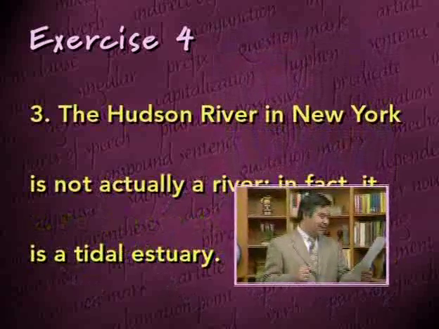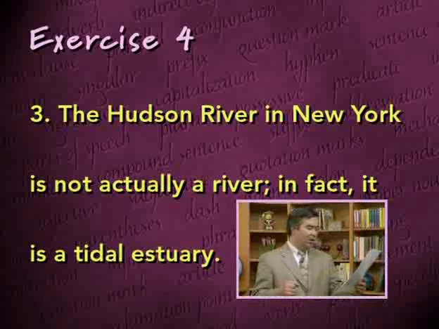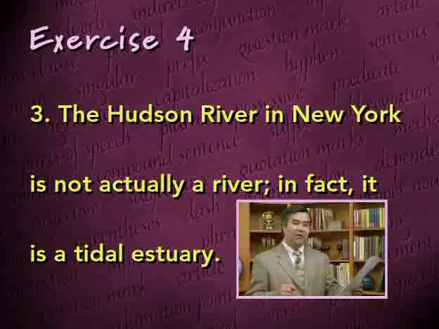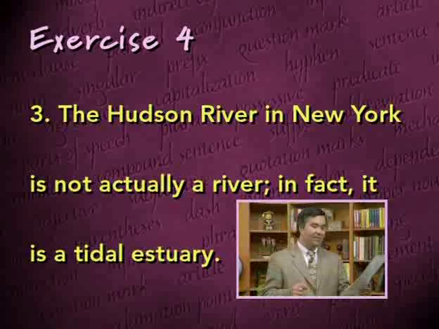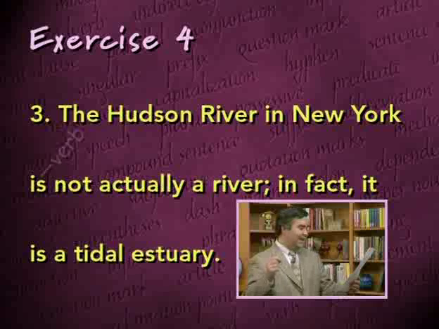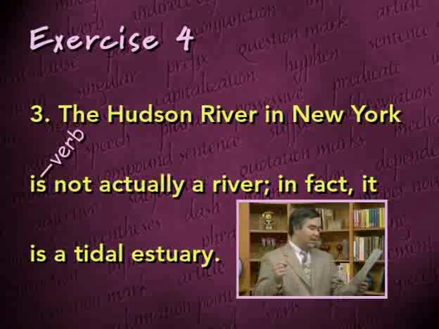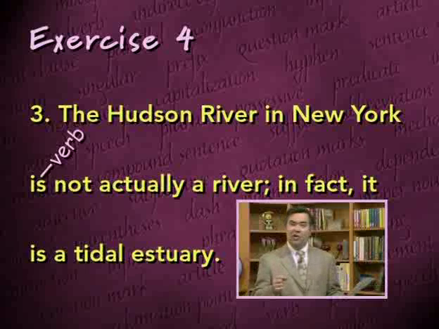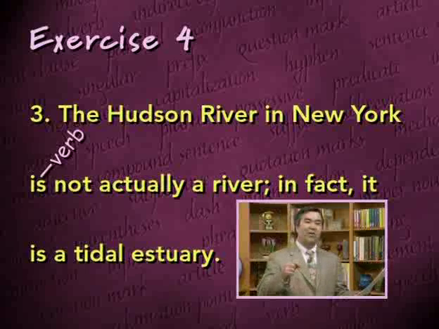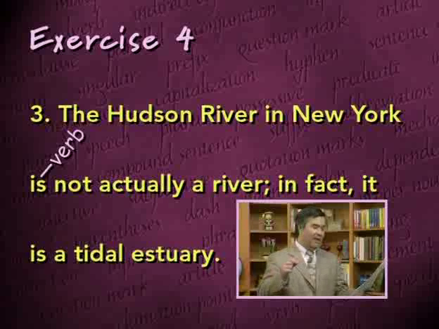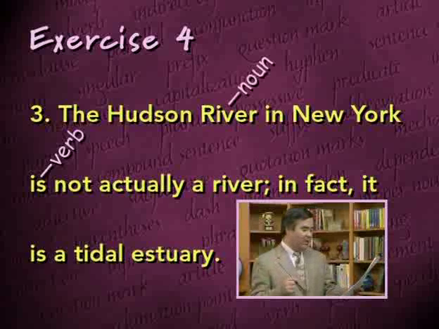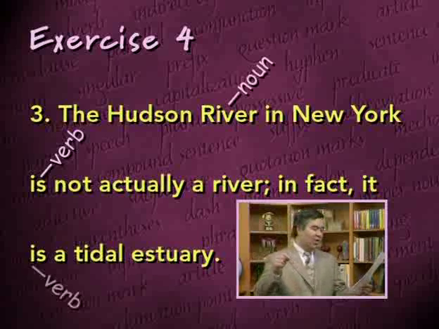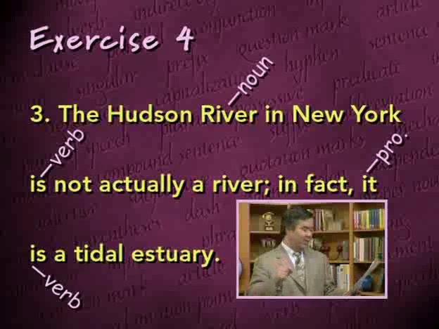Let's look at the next sentence. "The Hudson River in New York is not actually a river. In fact, it is a tidal estuary." Two verbs in this sentence. The first one is is, and the subject is river. The entire first clause is talking about what the Hudson River is. So river is the noun, which is the subject of the verb is. The second verb is also is, in the second clause, and the pronoun it is its subject.